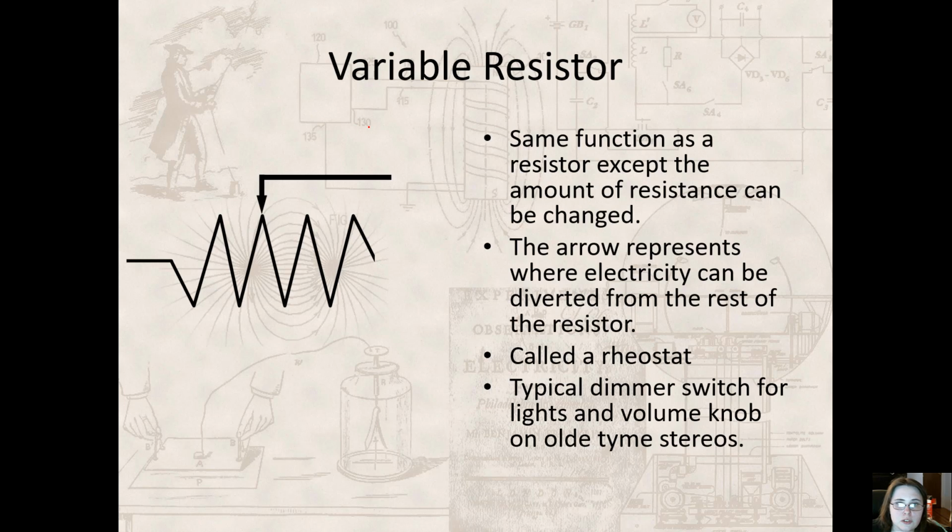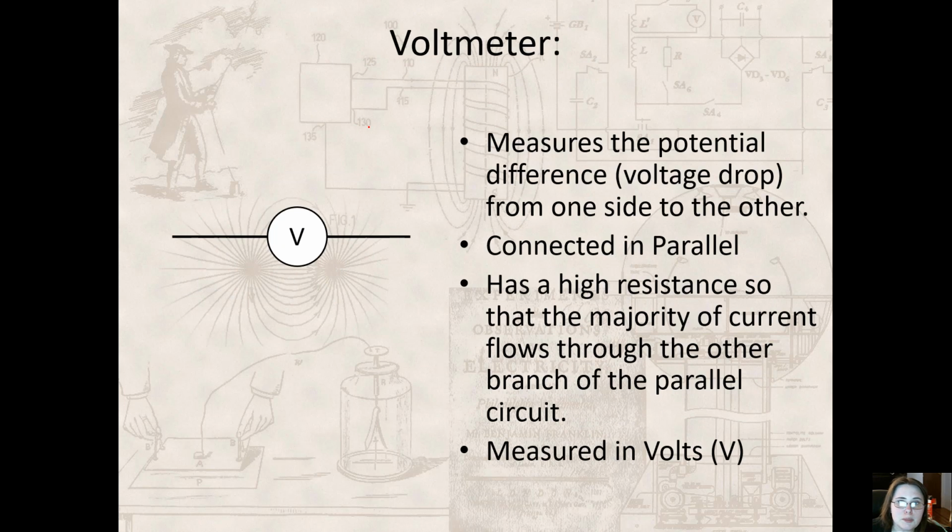A voltmeter measures the potential difference, the voltage drop from one side to the other, and it's connected in parallel. We'll talk about this later. And it has a high resistance so that the majority of the current flows through the other branch of the parallel circuit. You have to in order to measure the voltage.